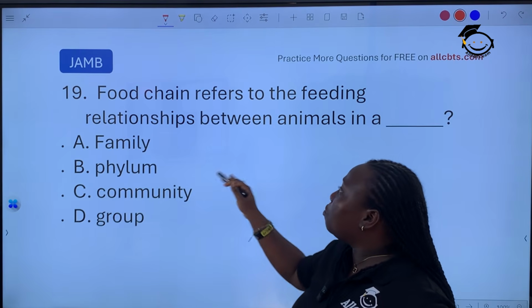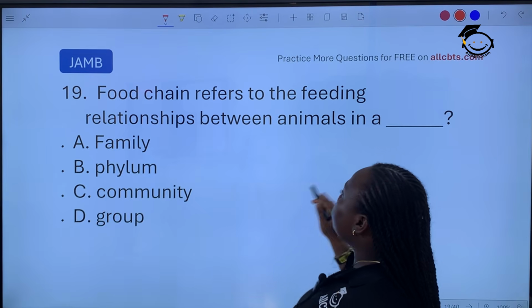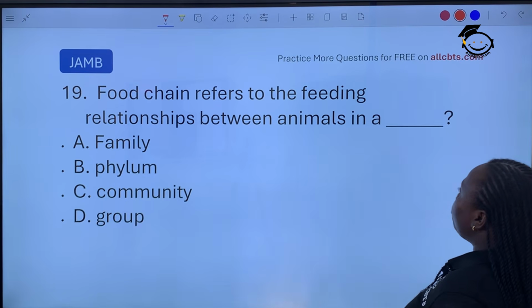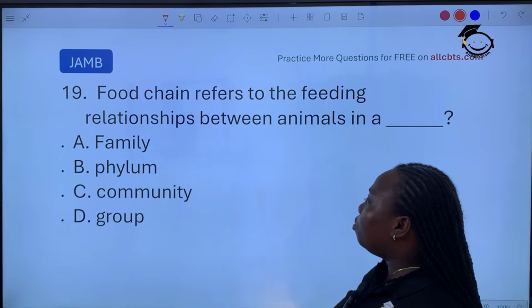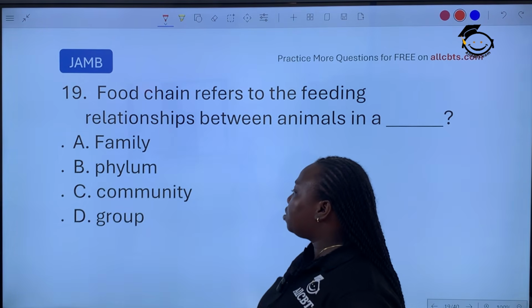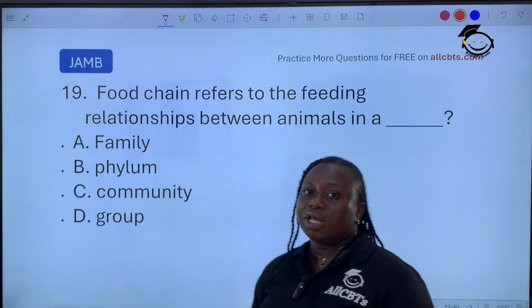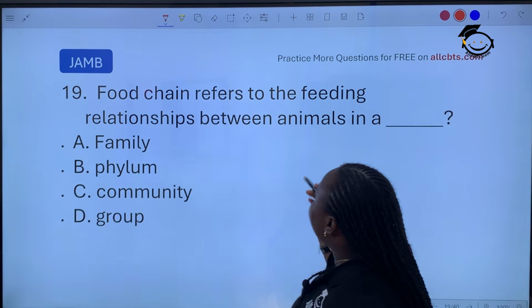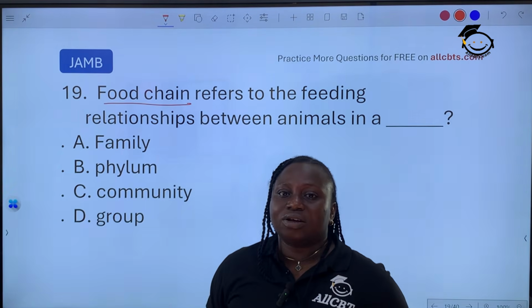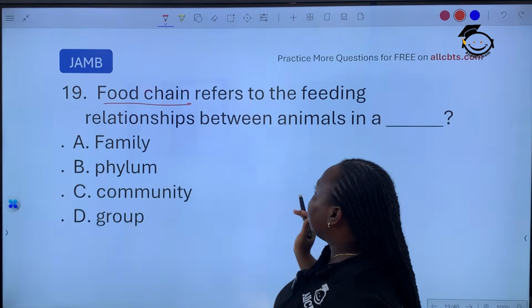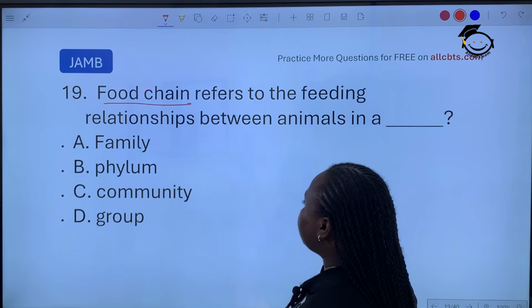Number 19, food chain refers to the feeding relationships between animals in a what? A, family, B, phylum, C, community, D, group. Now we know, and we have talked about food chains, that food chains are always linear, and it refers to the feeding relationship between animals and what?